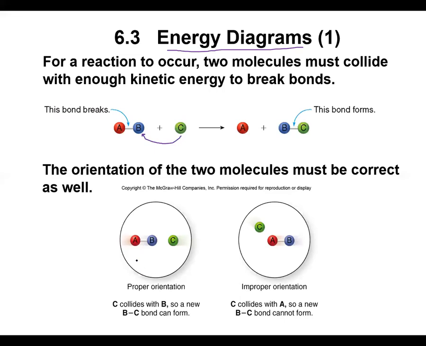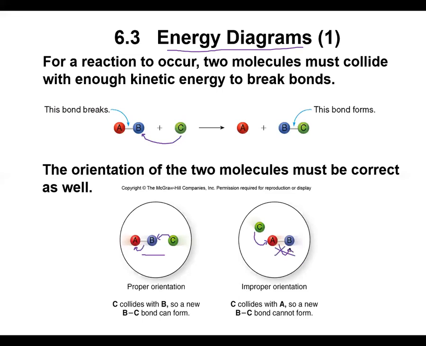So, for example, on the bottom here, this is the correct orientation. C is going to come in contact with B here, and that will kick off that reaction and that bond being broken. Now, if on the other hand, C came in contact with A, this would be the wrong orientation for this reaction to take place, and we actually would not get a reaction to occur.